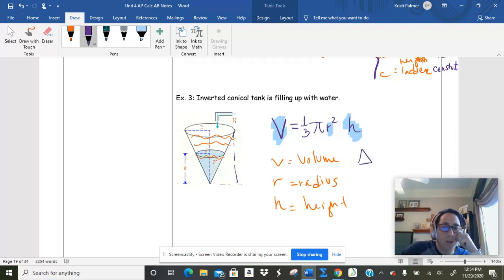So this is now filling up with water. So the volume is changing, that's a positive change. The radius is also changing now. It's getting bigger, it's a positive change. And the height is growing, it is also a positive change. So there were no constants here.